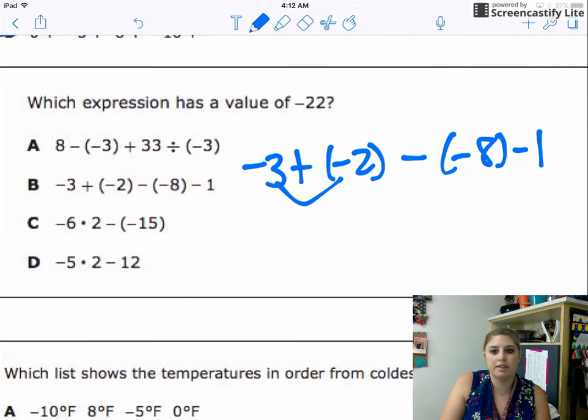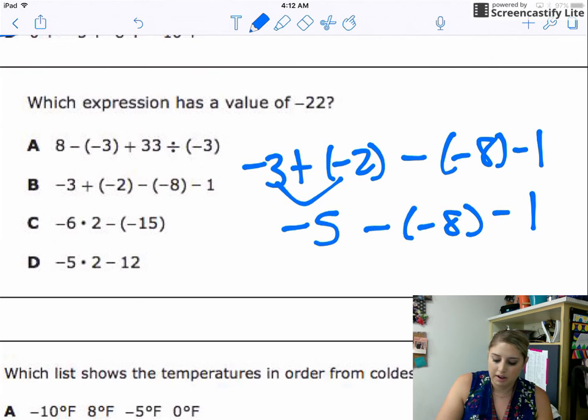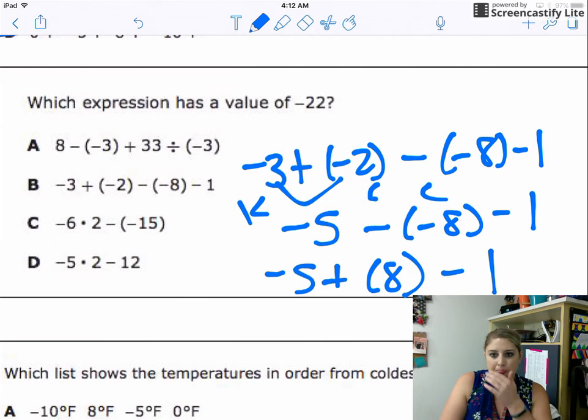So I'm going to start here at the left. There's no division or multiplication, so I can go ahead and start with my adding and subtracting. Negative 3 plus negative 2 is negative 5, because same sign sum, minus a negative 8 minus 1. All right, I have the subtraction problem, so this is keep, change, change to negative 5 plus a positive 8 minus 1. Negative 5 plus 8, different signs, so I subtract and keep the sign. So this is actually positive 3. Be careful, it's positive 3, and then copy down the minus 1. And I know 3 minus 1, that's 2.